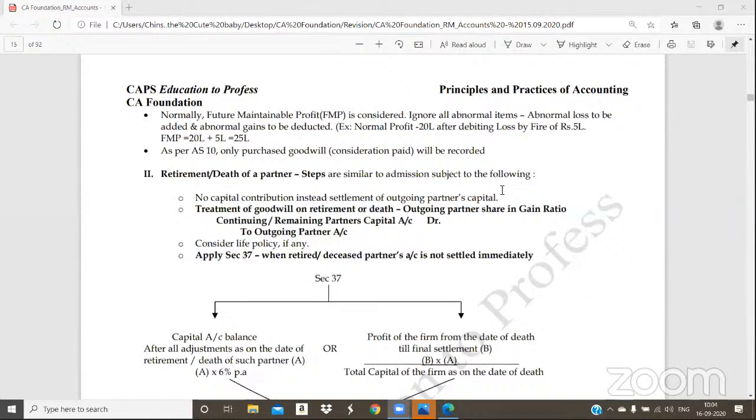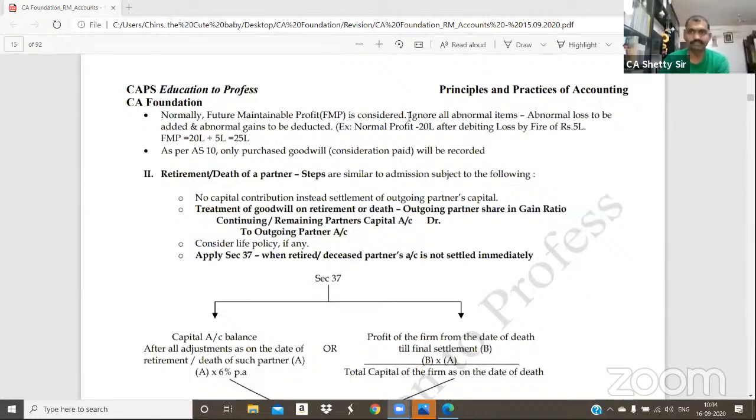No problem. So, all these things we discussed till now are about what? Valuation of?